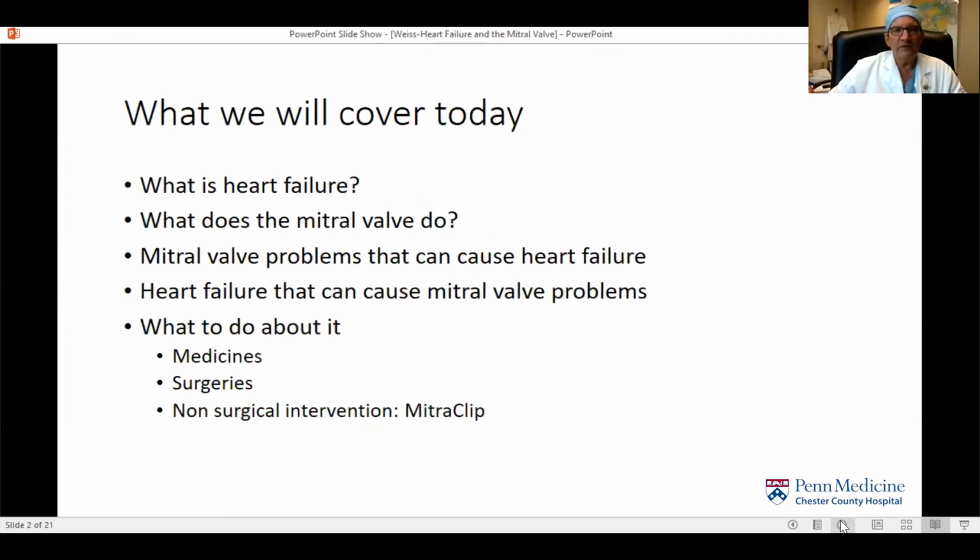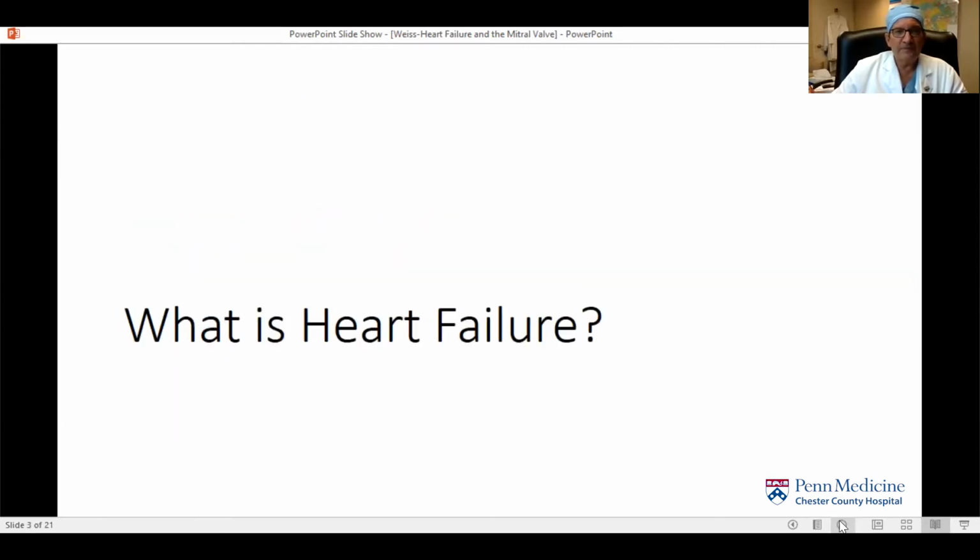So what I'm going to try and do is just answer 5 questions. What is heart failure? What does the mitral valve do in the human heart? What are the mitral valve problems that can cause heart failure? And then, can heart failure cause mitral valve problems? The answer obviously is yes, and that's why it's a chicken and an egg. And then what we can do about it, what the medicines are, what the surgeries are, and then is there anything beyond surgery?